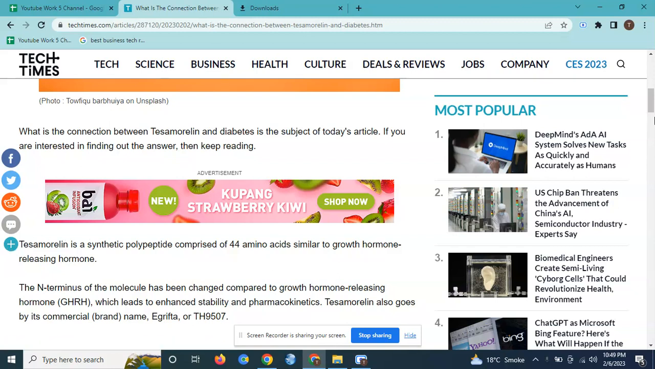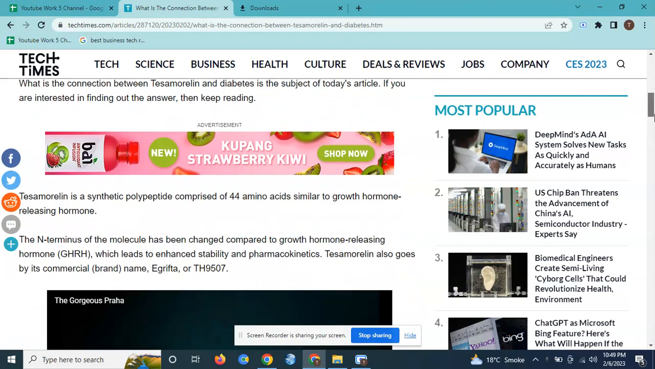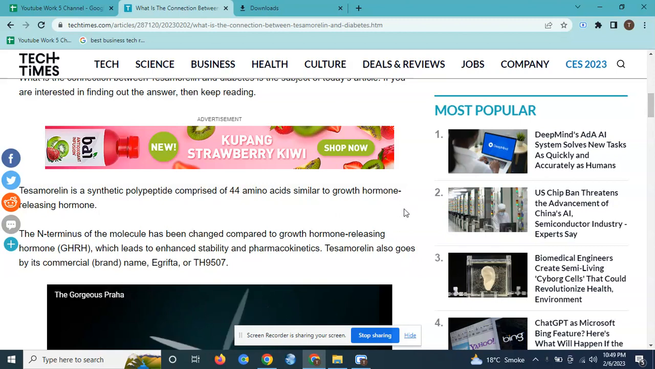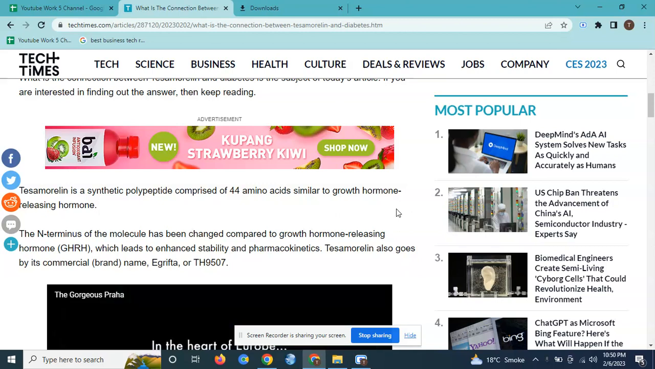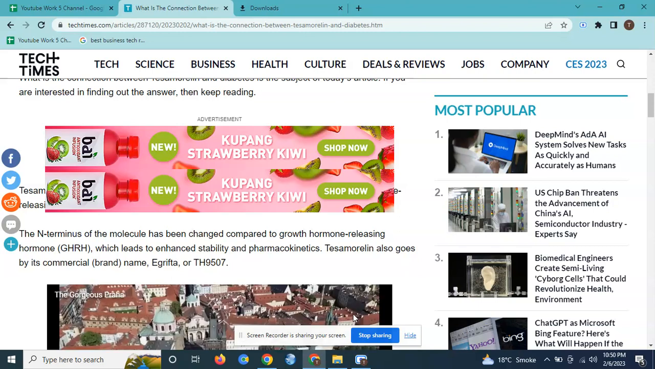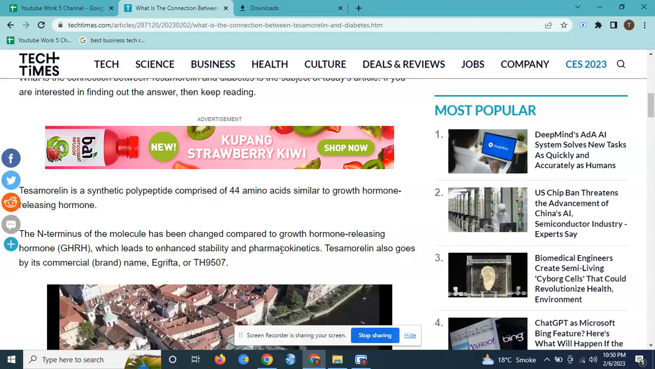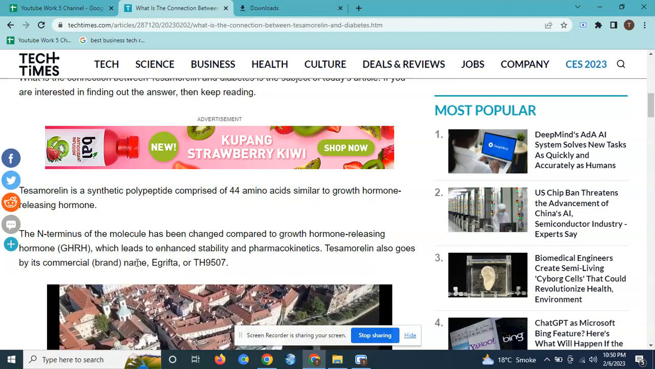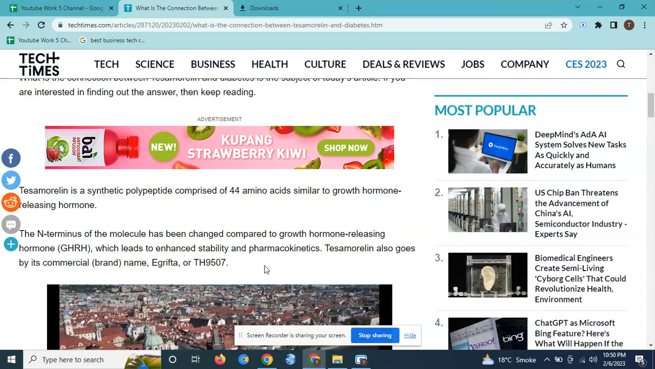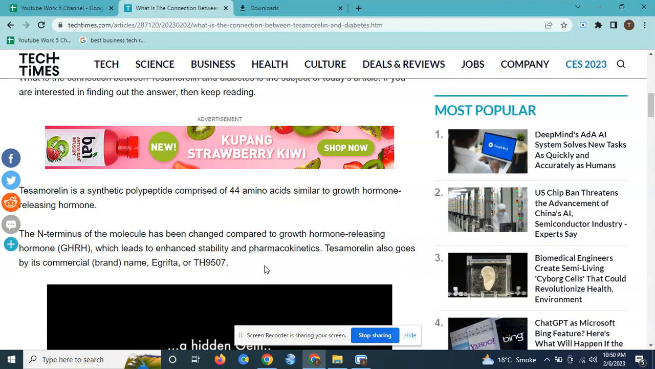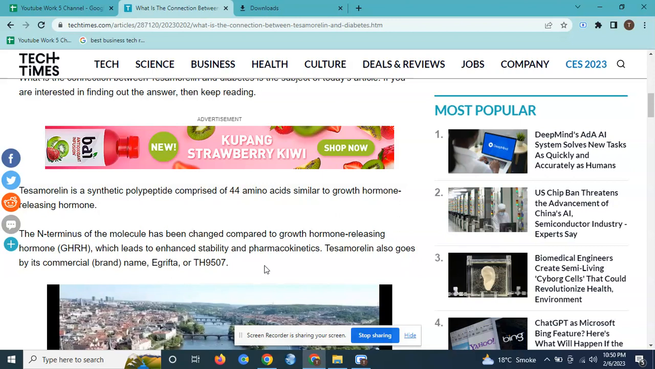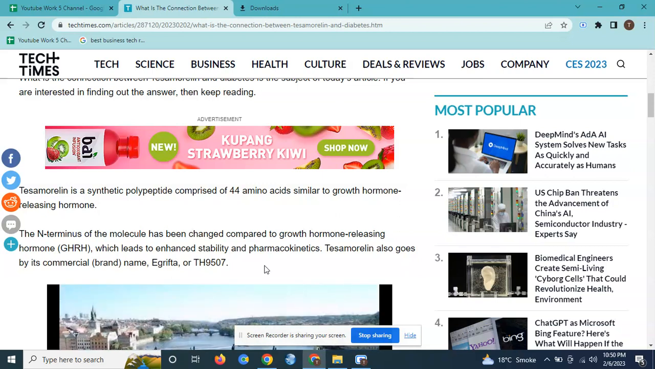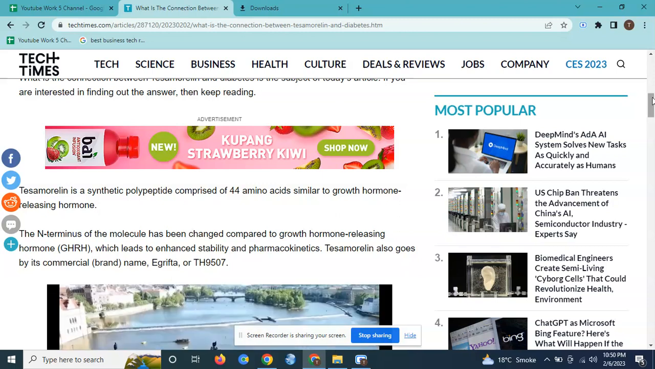Tesamorelin is a synthetic polypeptide comprised of 44 amino acids similar to growth hormone releasing hormone. The N terminus of the molecule has been changed compared to growth hormone releasing hormone, which leads to enhanced stability and pharmacokinetics. Tesamorelin also goes by its commercial brand name Egrifta or TH9507.